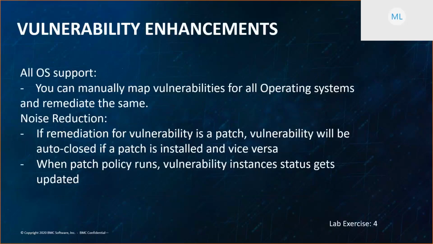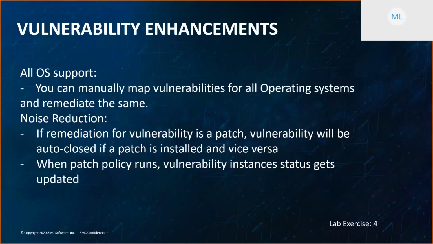The next one is a few more enhancements done with vulnerabilities. Earlier, the operating systems supported for vulnerability remediation were Windows and Linux. Now you can manually map any kind of vulnerability remediation for all operating systems. Let's say there are vulnerabilities identified for the AIX operating system. Now you can remediate those vulnerabilities as well. The manual mapping will still work and the operations can be created. So now vulnerability remediation works for all operating systems. The auto mapping for patch is not going to work, but the manual mapping is still feasible.